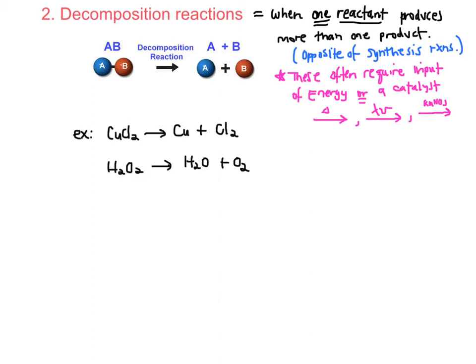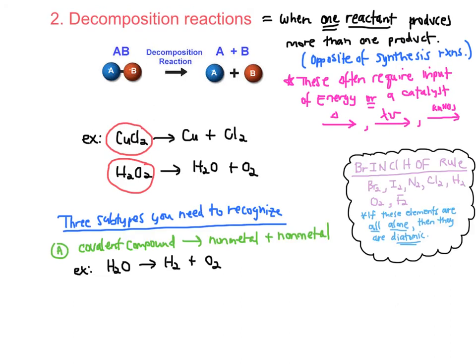So these are both examples of decomposition reactions, and they're really easy because decomposition reactions always start with one reactant and produce more than one product. So the big clue that you have a decomposition reaction is only one reactant. As with synthesis, there are 3 subtypes of decomposition reactions that I expect you to be able to recognize and predict products for. And they're the exact opposite of what we just did for synthesis, so they should be relatively easy.